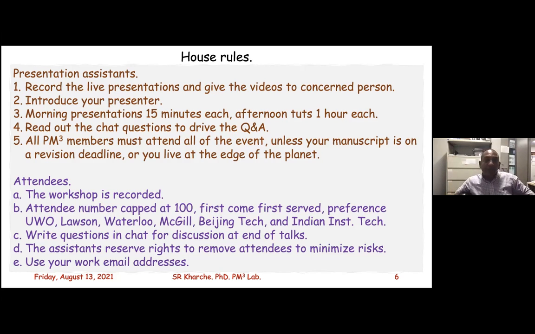Now, if anyone finds that there is a risk in admitting any specific attendee, which I do not see much of, the assistants have been asked to remove those specific attendees. Basically, keep away from bots and such like. In all communication related to the workshop and in the future, I hope we communicate a lot in the future among ourselves and with everyone else. Please do use your work email address.